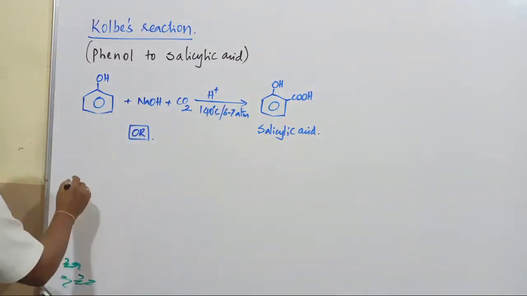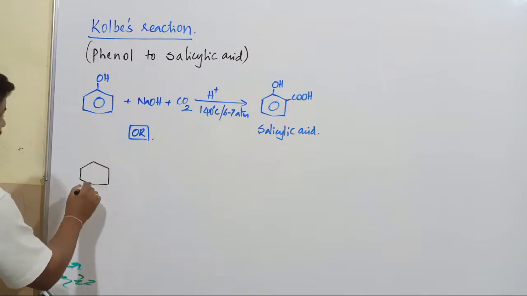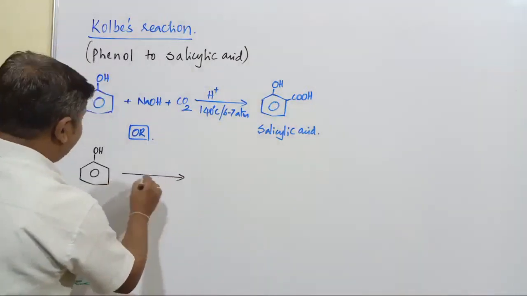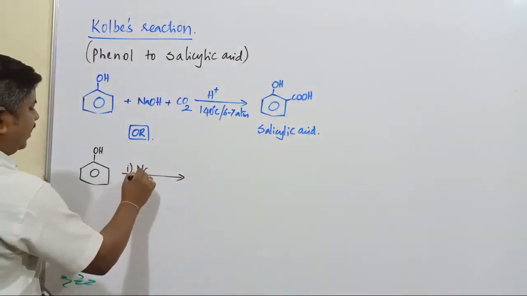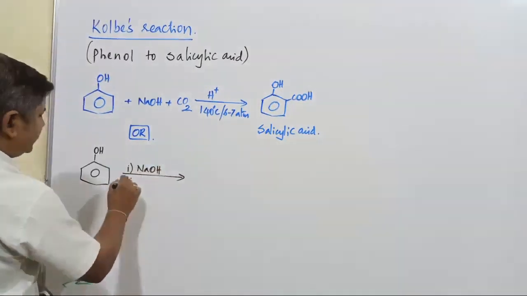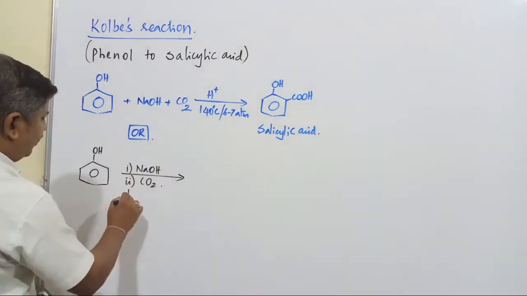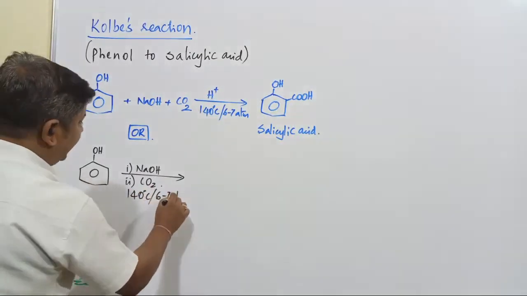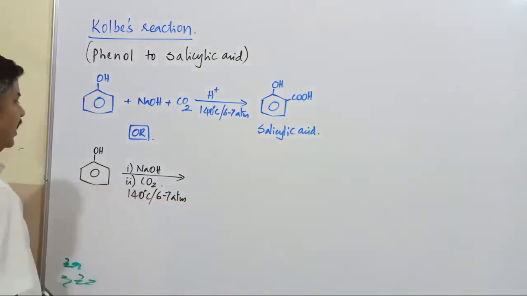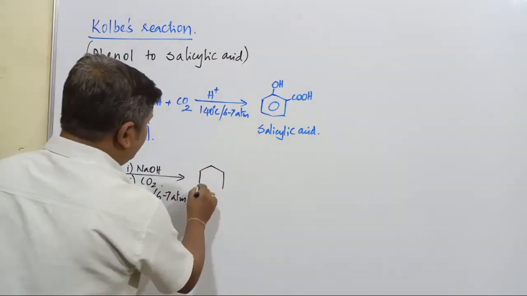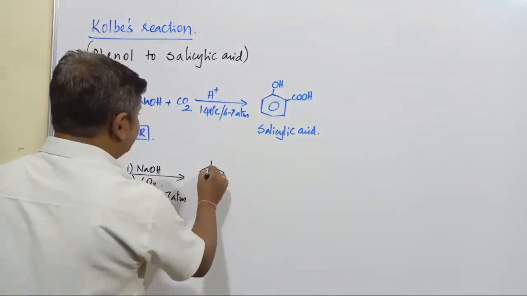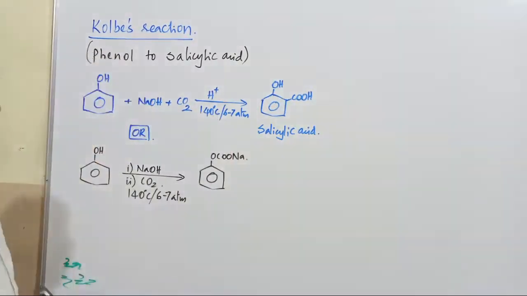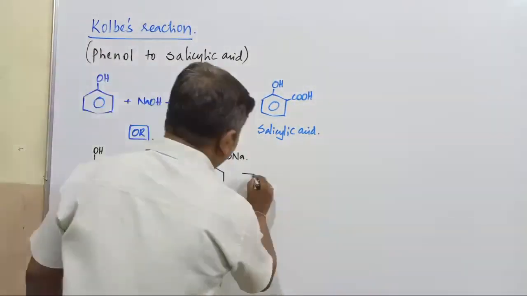The phenol compound is heated with sodium hydroxide and carbon dioxide first. It is NaOH. The next substance is carbon dioxide, at 140 degrees Celsius under 6 to 7 atmospheric pressure. What happens here? At these conditions, the compound obtained here is OCOONa. An intermediate compound is produced, OCOONa.